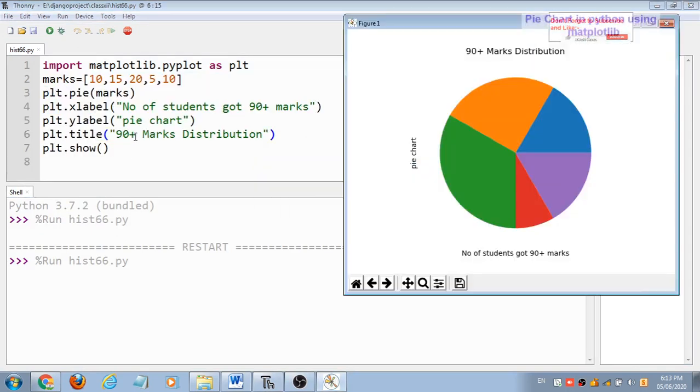Means the same number of students in these two subjects are getting 90 plus marks. Okay, but now something is missing: this percentage is missing. And the labeling is also missing, because here we are not getting which slice is for which subject. So how can we do this? Using the simple other arguments, we can decorate this chart more.